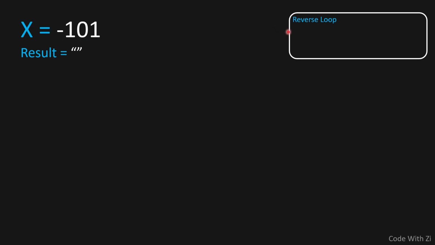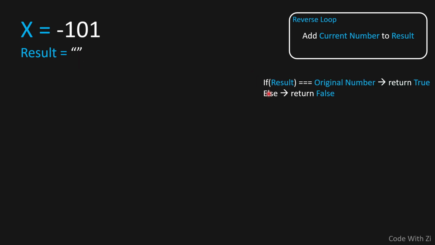And in our loop, we're going to have only one thing, and that's adding the current number to our result. So each time we loop through our numbers, we're going to add the current number to our result variable. And this is how we reverse our number, because we're going to start from the very end, and we're adding these one by one to our result variable. So we're basically reversing the number that we have. And then at the end, we're going to check if our result variable is equal to our original number. If it is, that means it was a palindrome number, so we're going to return true.